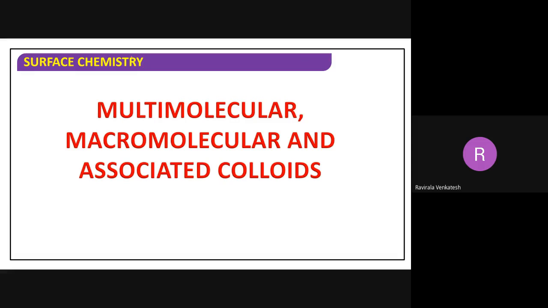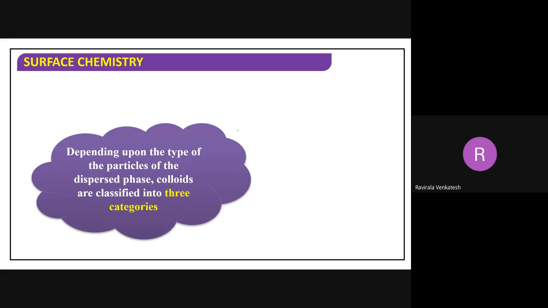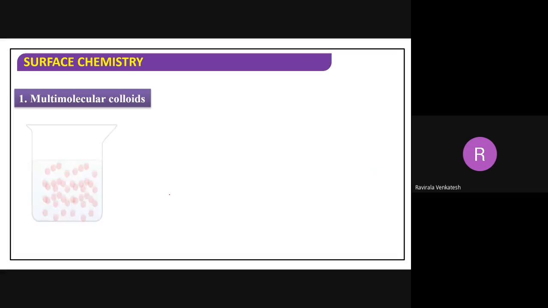Next, one more classification we'll discuss here based on size: multi-molecular, macromolecular, and associated colloids. Depending upon the types of the particles of the dispersion phase, colloids are classified into three categories. So the first one we are taking is the multi-molecular colloid.